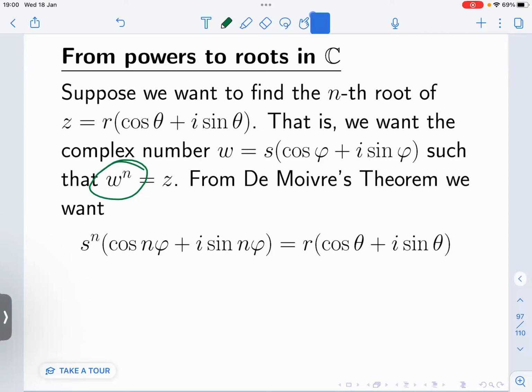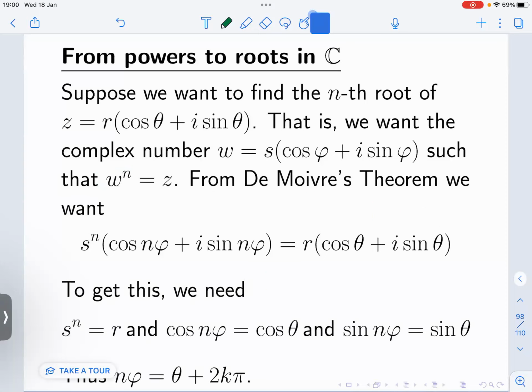We want to find the complex number w such that w^n equals z. This is just, if you take the nth root on both sides, you see that w will be the nth root of z. So from here, the derivation is straightforward.